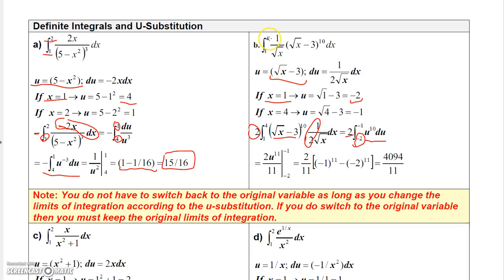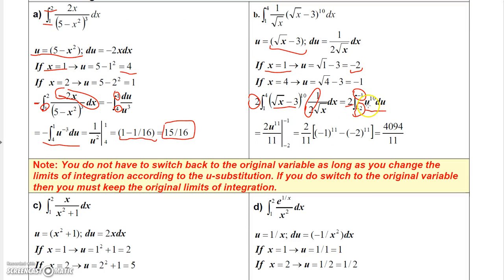Okay, now what happens when x is 4? Well, when x is 4, u would be square root of 4 minus 3, which is negative 1. So when x is 4, u is negative 1. So make those two changes there, and then you can integrate u to the 10th, and you'll get u to the 11th over 11 times 2, and then evaluate this at negative 1, and you'll get negative 1 to the 11th. I went ahead and kept the 2/11ths just factored out until I'm done here.